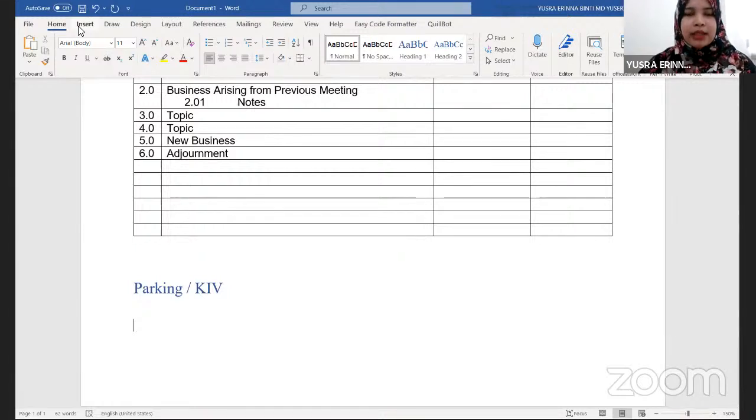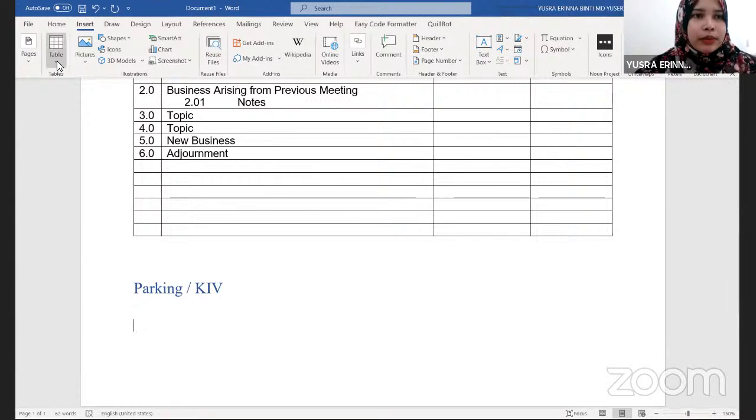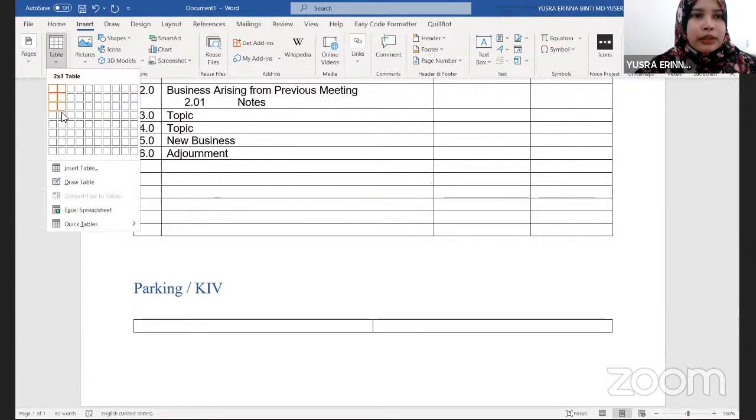Okay, for example, suddenly someone comes up with a new project. Maybe we could also do a project for needy students. Then we have old folks, for example a project for an old folks home or caring home. So you can put it over here under parking or KIV. Okay, keep in view.